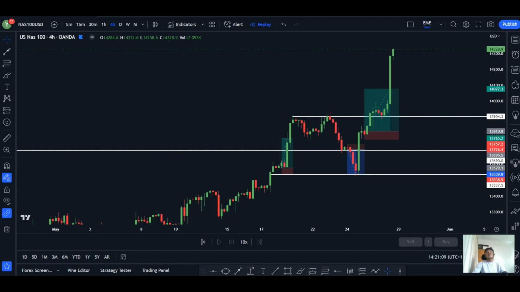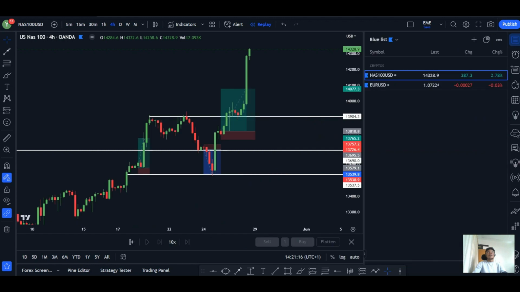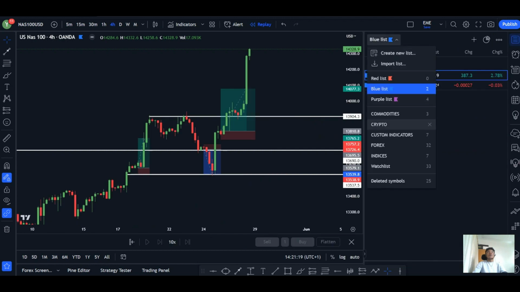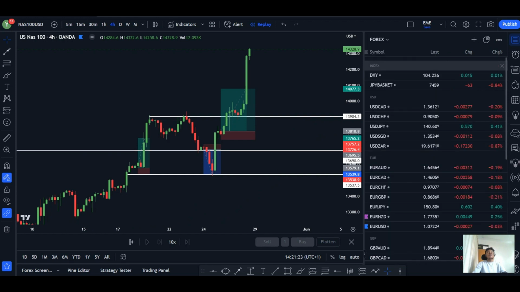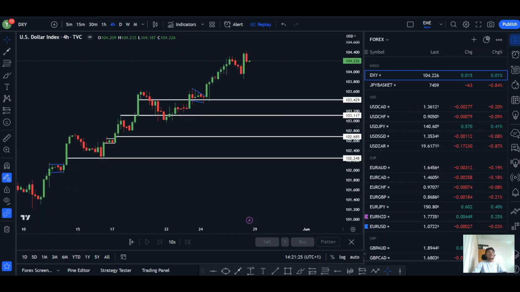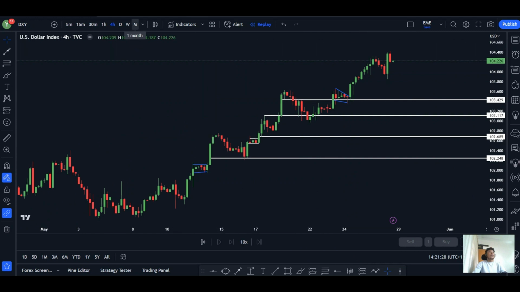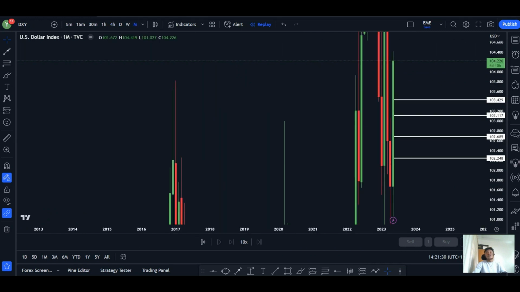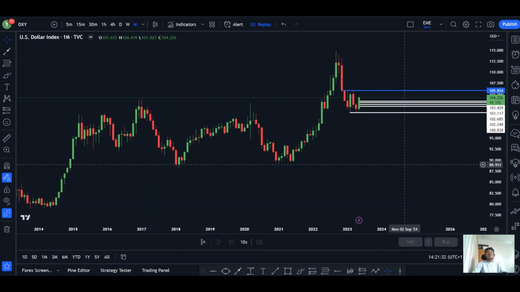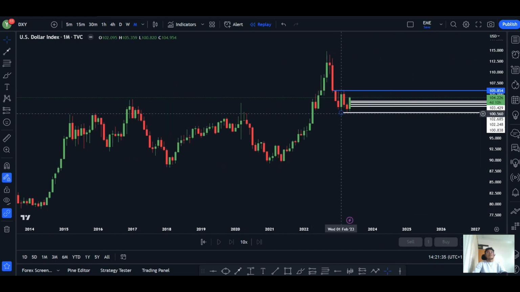So away from the recap here, let's take a look at how the market is looking before we head into the new month. If we head over to the Forex folder, we'll be looking at DXY for starters. So DXY, let's head over to a monthly chart. Now DXY on the monthly here, we can see that we have tapped into this level here, and the month closed bullish.